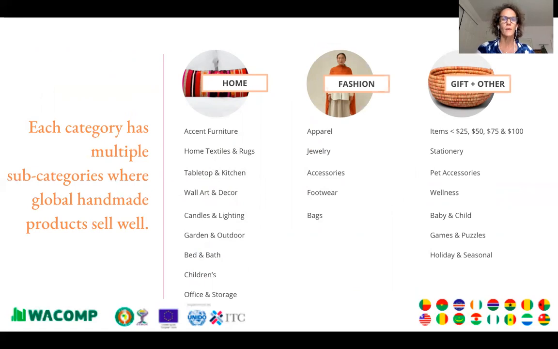As you look at these categories in home and fashion and gift, what product categories are you best positioned in? And what subcategories? Are there any categories that you might see adding to your collection? Many of you are so well positioned in the fashion category. Are there other categories within fashion that you might be interested in adding? For example, footwear or bags or accessories. What product categories do you see most available in your own country?